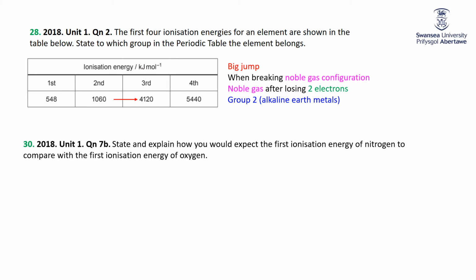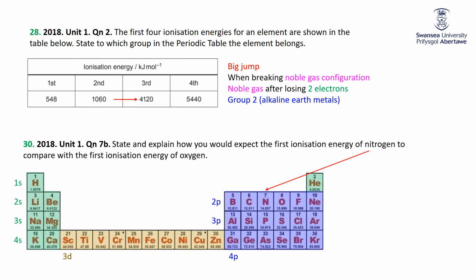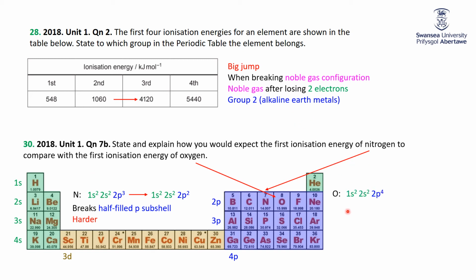How would you expect nitrogen to compare with oxygen? We've seen this several times before, of course. Nitrogen, you've got a half-filled p subshell. So when you remove an electron, you're breaking that half-filled p subshell. That's harder than it should be. Thinking now of oxygen, it starts as 1s2, 2s2, 2p4. You remove an electron, it comes out of that 2p4, making it 2p3. So now you've made a half-filled p subshell. That's easier than it should be. Therefore, nitrogen, while it should be less than oxygen, is actually greater than oxygen.